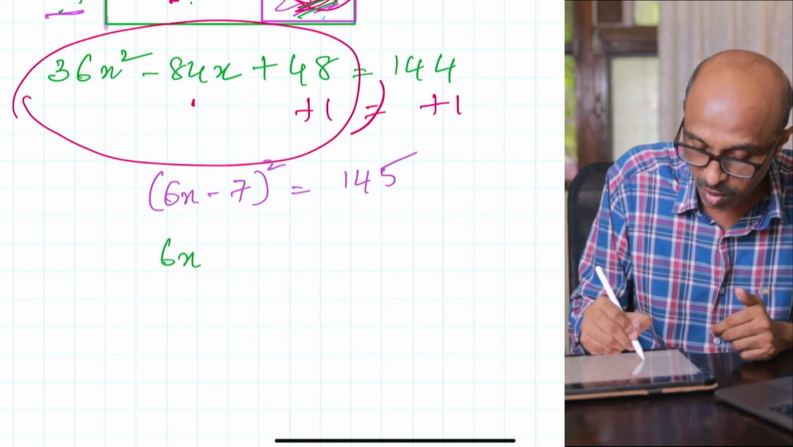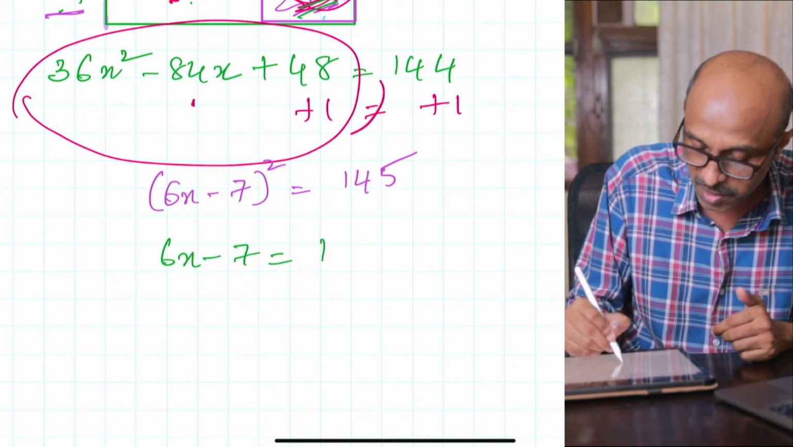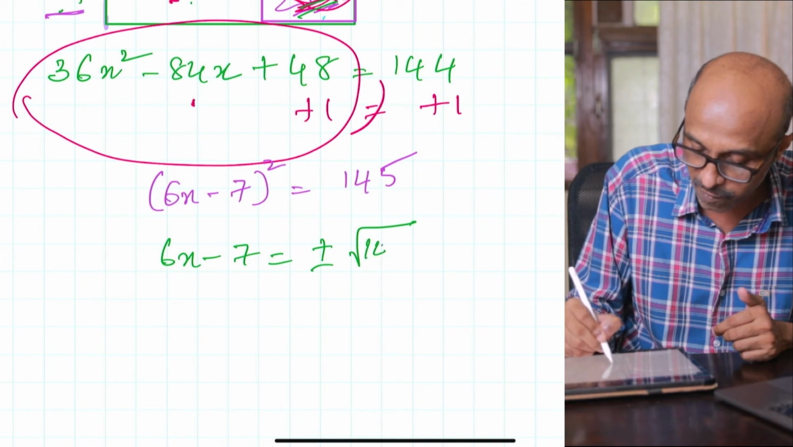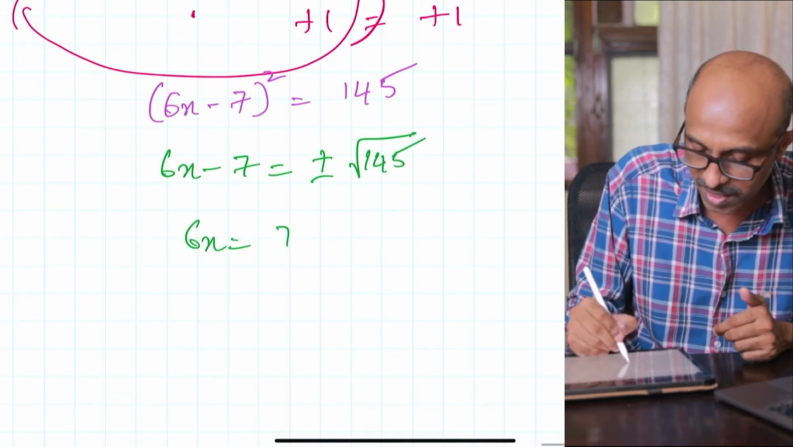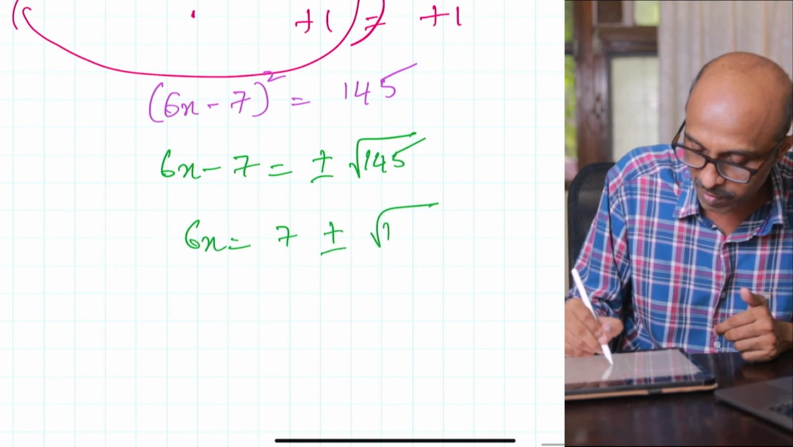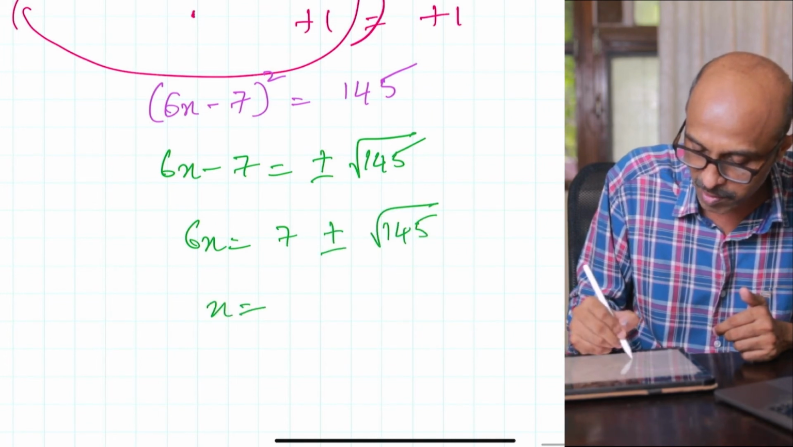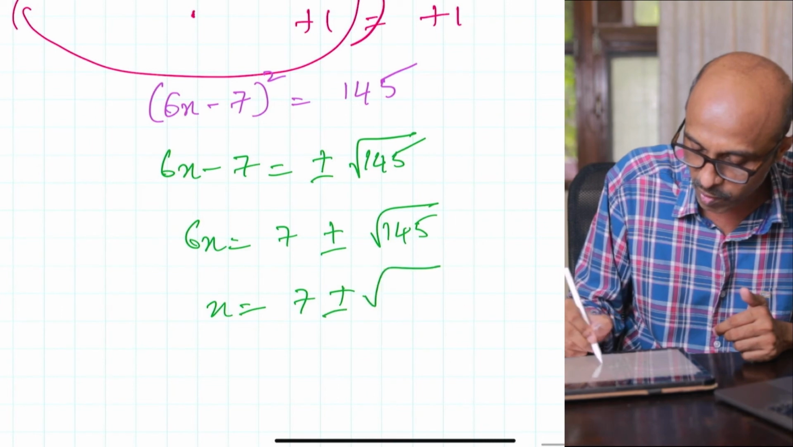So we can take the square root on both sides and say 6x minus 7 is going to be equal to plus or minus the square root of 145. And then it's all about solving for x by saying 6x is 7 plus minus the root of 145. And x must be equal to 7 plus minus square root of 145, the whole thing divided by 6.